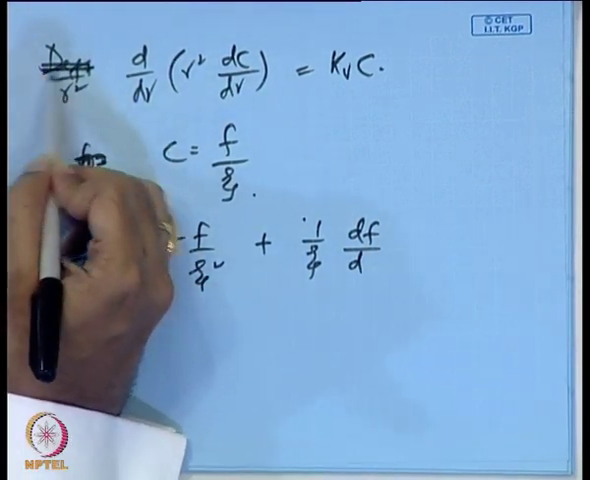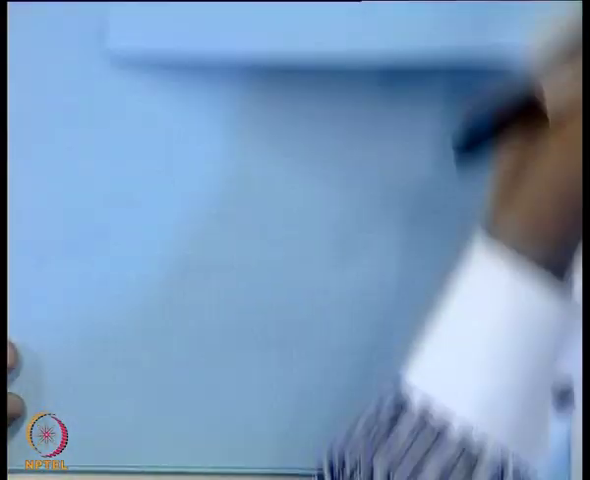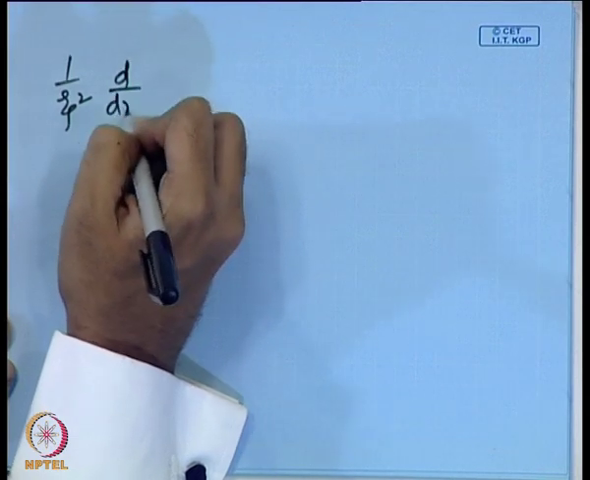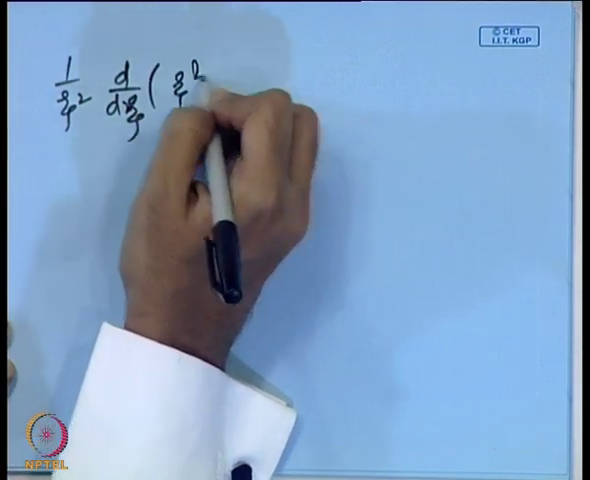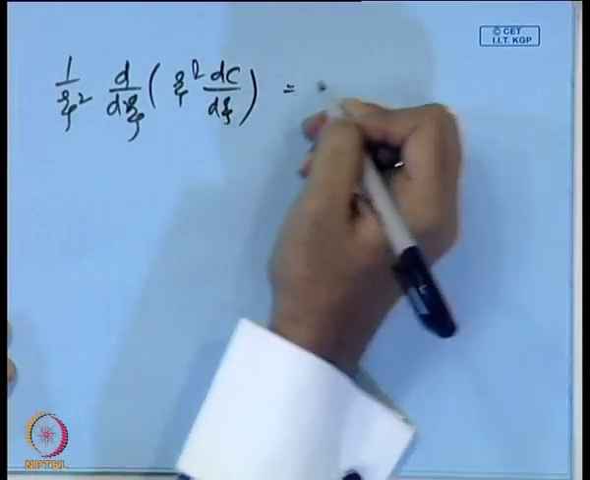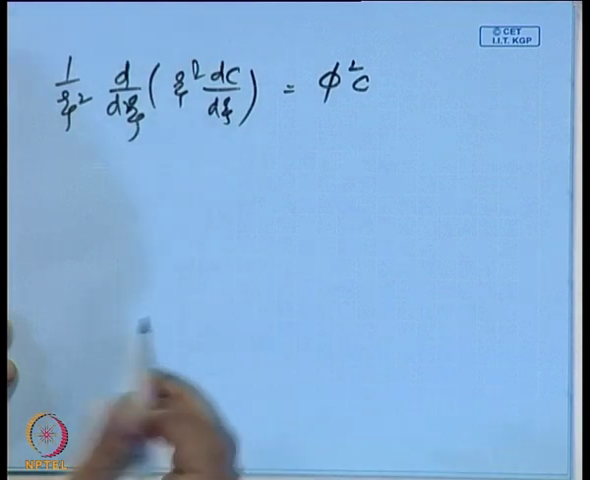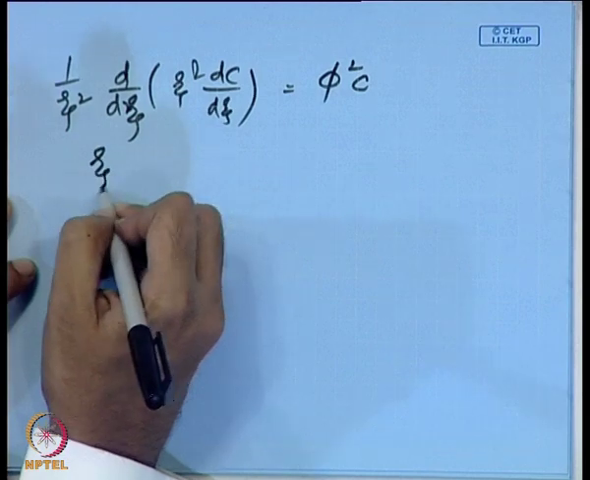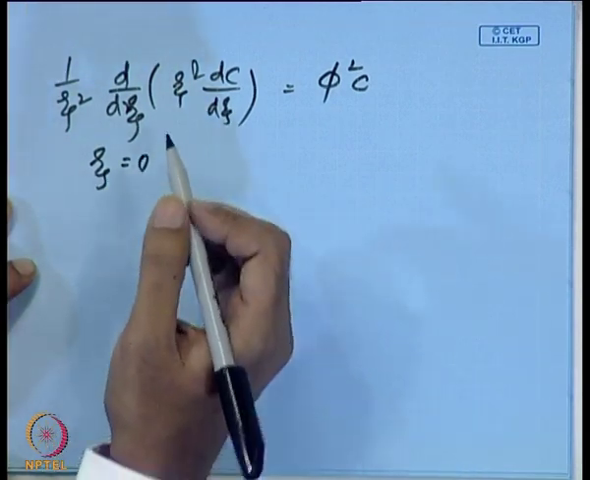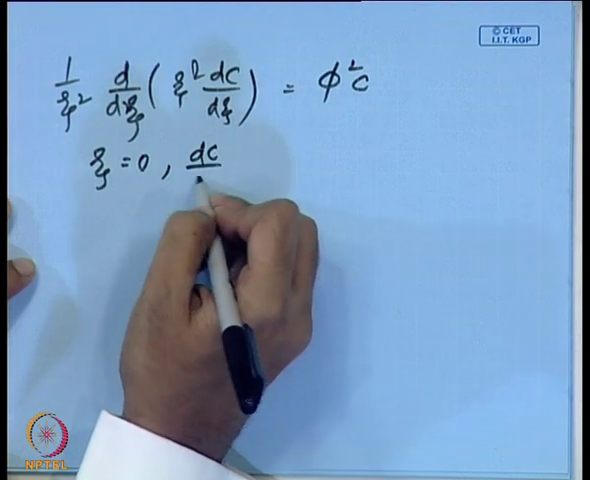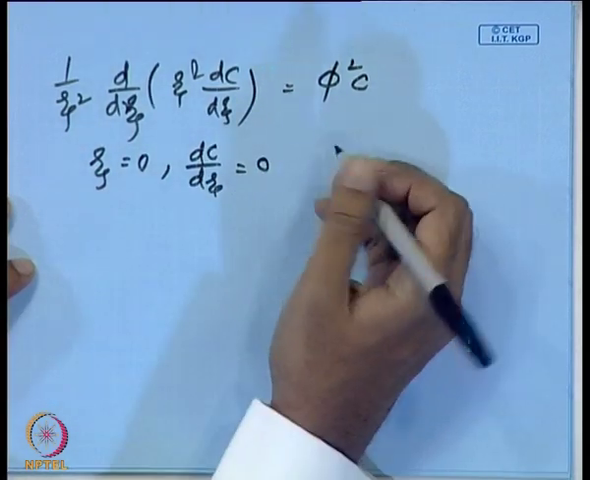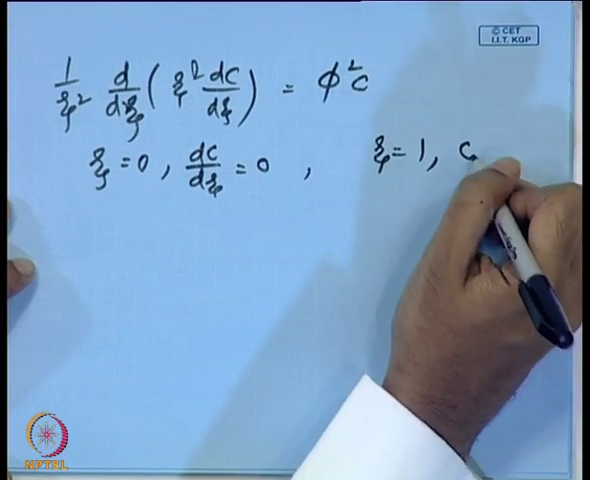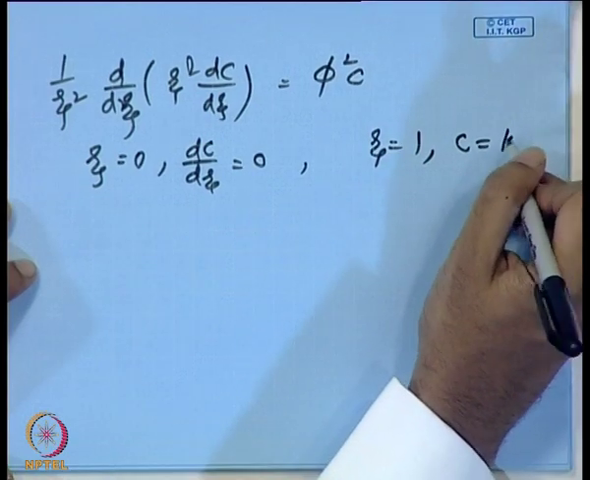So let me just use another page. The equation that I am now trying to solve is 1 over psi square del psi of psi square del C del psi equals phi square times C. Okay, that is what I am trying to solve. And my boundary conditions are psi equals 0, del C del psi equals 0, and psi equals 1, and C equals some kV C naught.